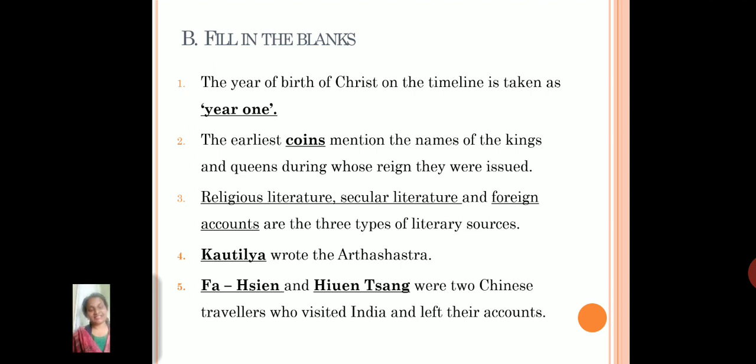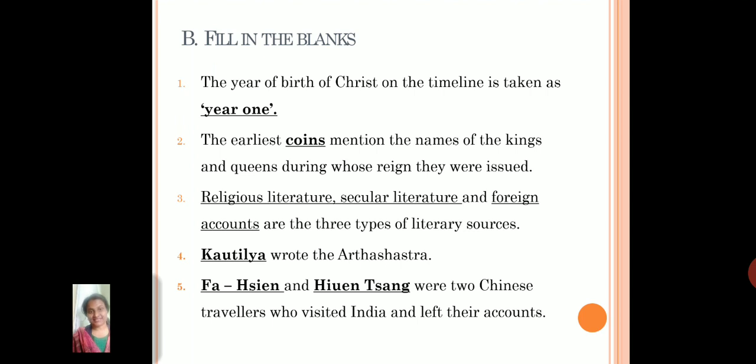The next statement is the earliest blank mention the names of the kings and queens during whose reign they were issued. So what is the answer? I've already written on the screen. The answer is coins, C-O-I-N-S. In the earlier days, the coins had the names of the kings and the queens or the gods and the goddesses written on the coins. It was embedded on the coins.